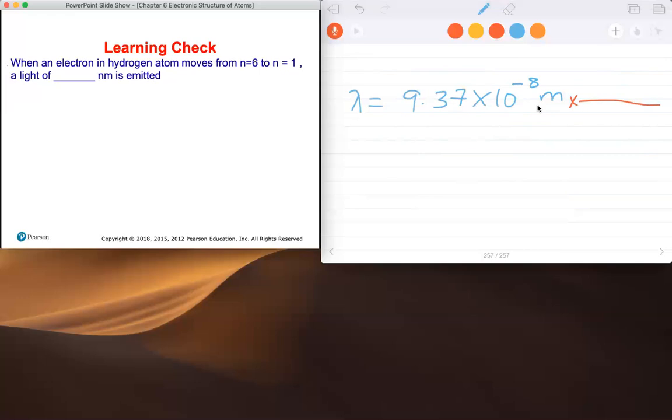I want to get rid of what? I want to get rid of meter. I'm looking for nanometer, and 1 meter equals to 1 times 10 raised to 9 nanometers. So that meter and meter will go away, and I end up with 93.7 what? 93.7 nanometers. That's how you calculate the wavelength of an electron transitioning from a given energy level to another energy level.